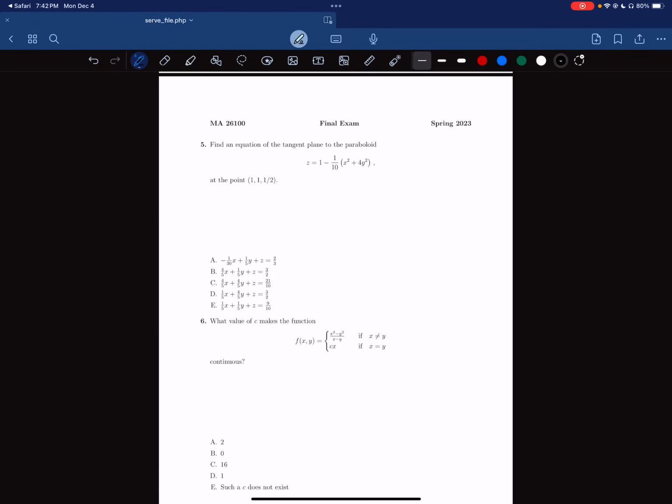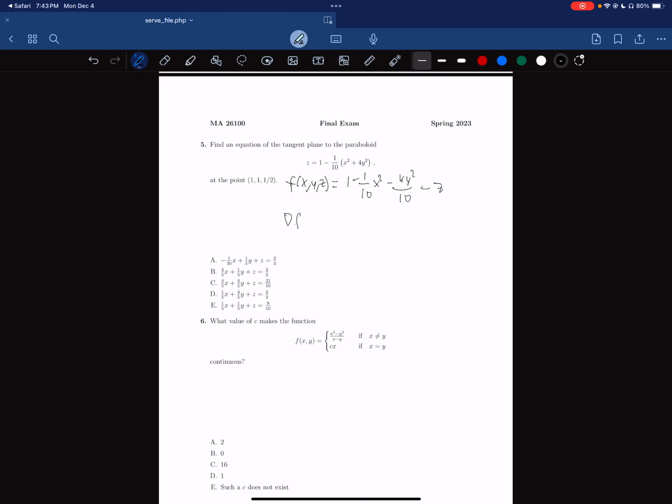Number 5, find an equation of the tangent plane to the paraboloid z equals 1 minus 1 over 10 times x squared plus 4y squared at the point 1, 1, 1 over 2. Okay, I was rewriting this as f of x, y, z so we can find the gradient, or the normal vector, much easier. I'm just going to subtract x from both sides. We're going to get 1 minus 1 over 10 x squared, minus 4y squared over 10, and of course minus z here.